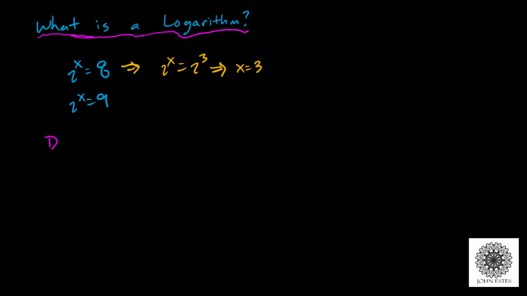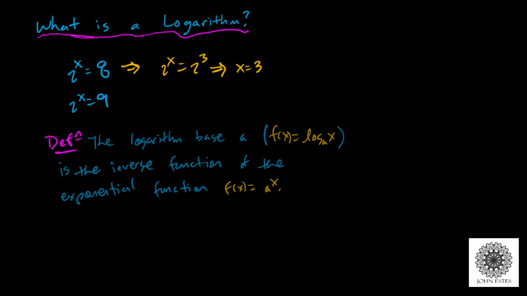So we can define logarithms, and there are a lot of ways to define it, but we'll define it like we do in algebra, as the inverse function of the exponential function. So we say the logarithm base a, with a being the base, and we write it as f of x equals log subscript a x. That's read as log base a of x, and it is the inverse function of the exponential function f of x equals a to the x power.